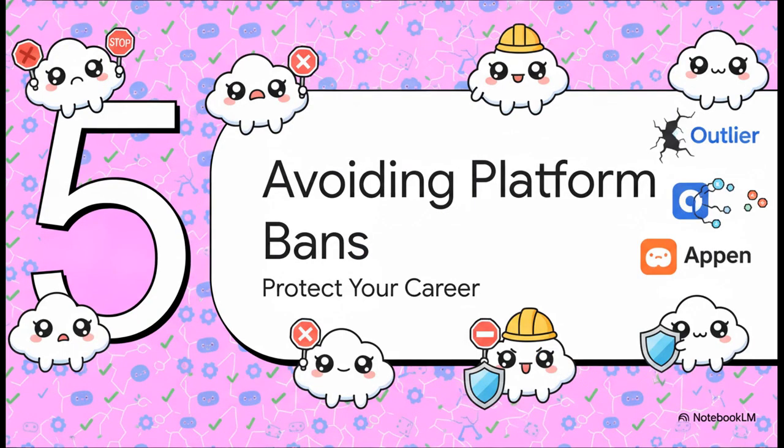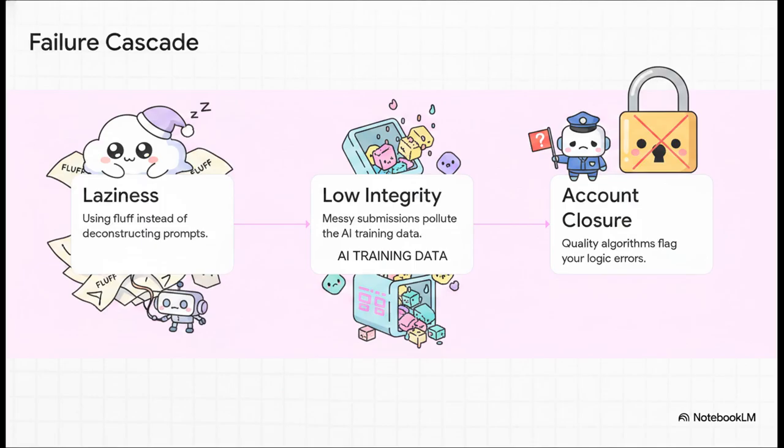Which leads us to our final and absolutely crucial point. Section 5, Avoiding Platform Bans. Protect your career. There is a devastating and sadly very common cascade of failure that happens on these platforms, and we need to talk about it. Step 1. Laziness and shortcuts. You stop deconstructing prompts and you start using fluff again. Well, that leads directly to Step 2. Low data integrity. Your messy submissions start polluting the AI's training data, which inevitably results in Step 3. Sudden account closure. The platform's quality algorithms flag the logic errors and boom, your account is permanently gone.